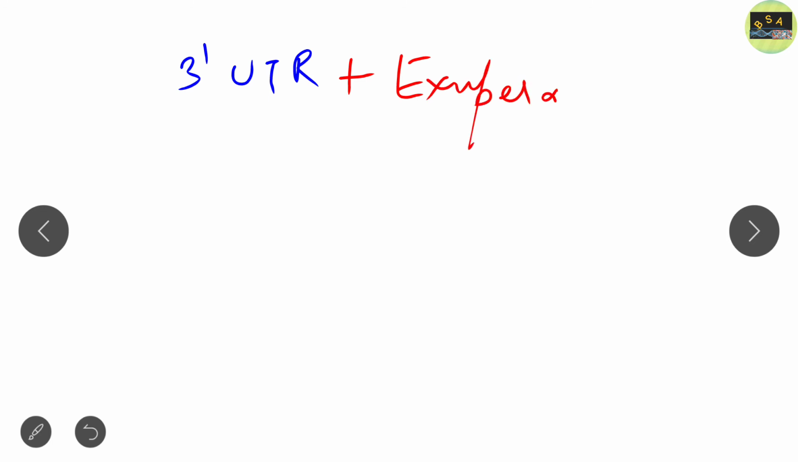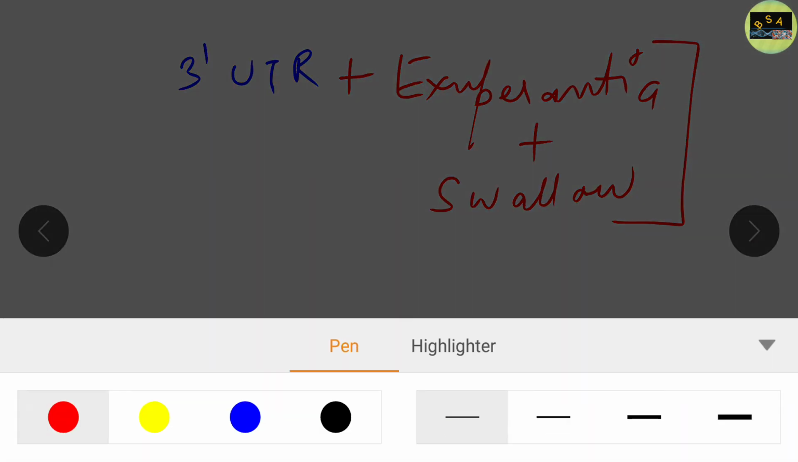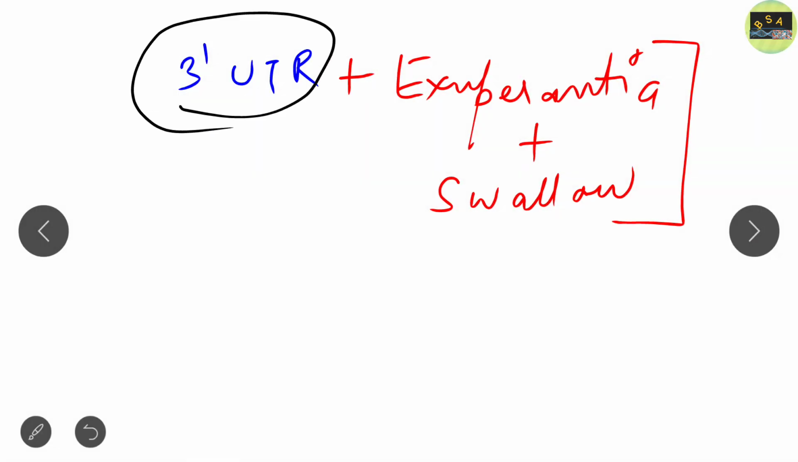with this 3 prime UTR sequence of the bicoid mRNA, there are two proteins that interact. One is exuperentia and the other is Swallow. These two proteins interact with this 3 prime UTR region of the bicoid mRNA, which is responsible for the bicoid mRNA's localization at the anterior side.